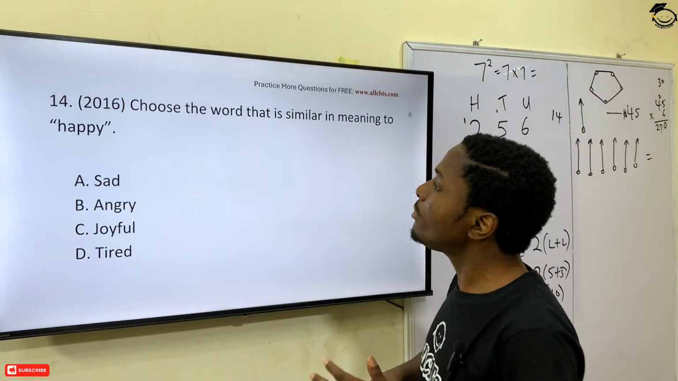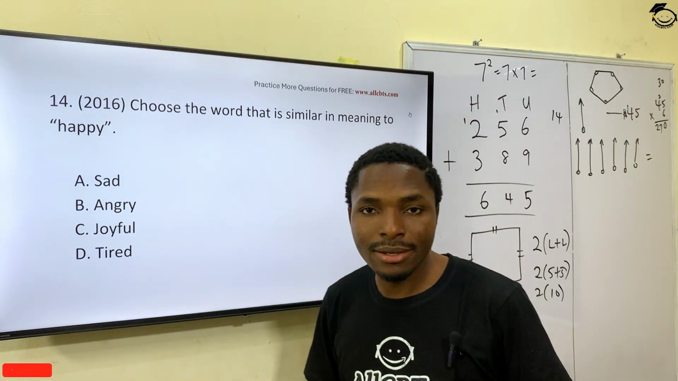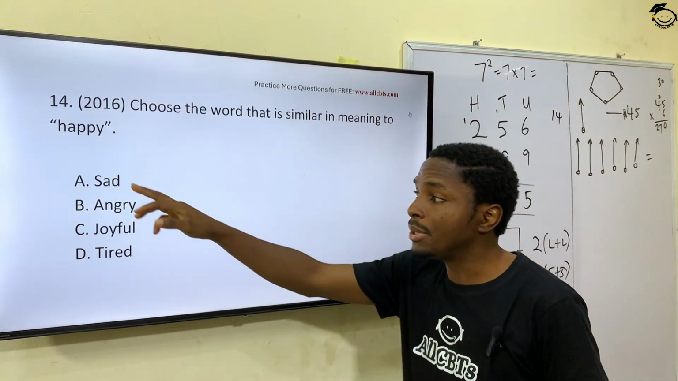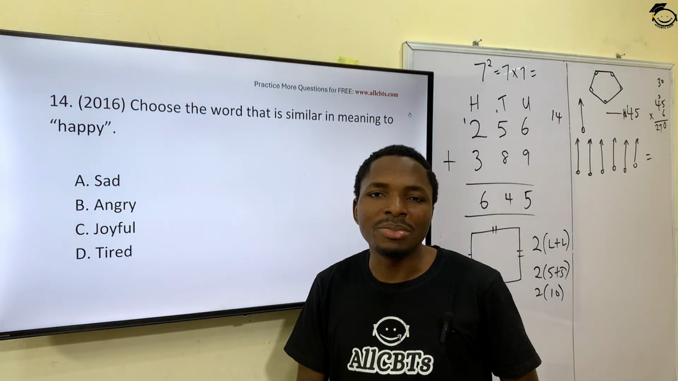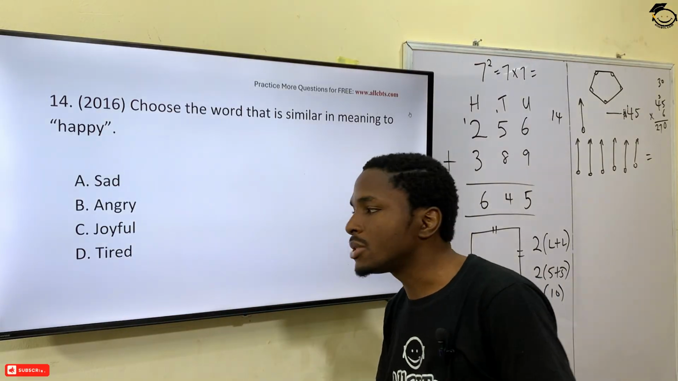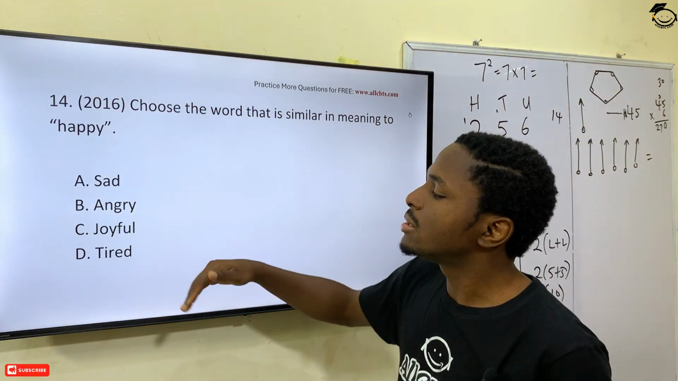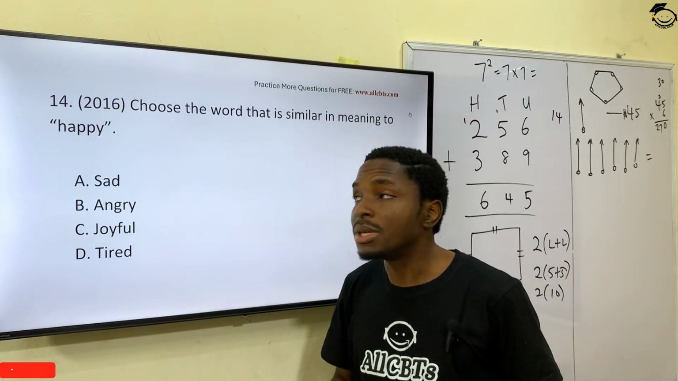14. Choose the word that is similar in meaning to happy. Similar means another word for happy. So which of these words is another word or related to being happy? Is it sad? No, opposite. Angry, kind of opposite. Joyful, yeah, joyful is a similar word to being in the state of happiness, so to be happy.